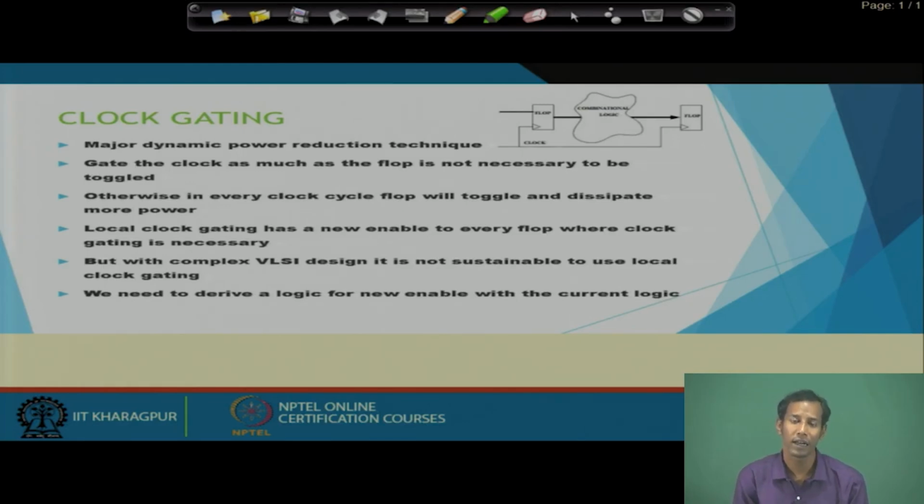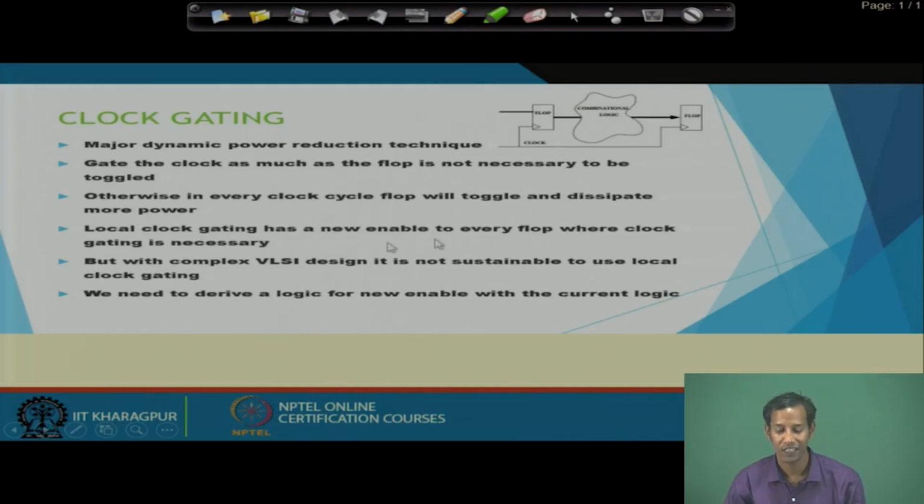The clock will now be enabled, which is known as the gated clock. So, clock gating is the major dynamic power reduction technique, as we can reduce the clock tree power consumption to a great extent. That means we can obviously reduce the dynamic power consumption, and gate the clock to as many flip flops as possible which do not need to toggle. Otherwise, in every clock cycle the flop will toggle and dissipate more power.